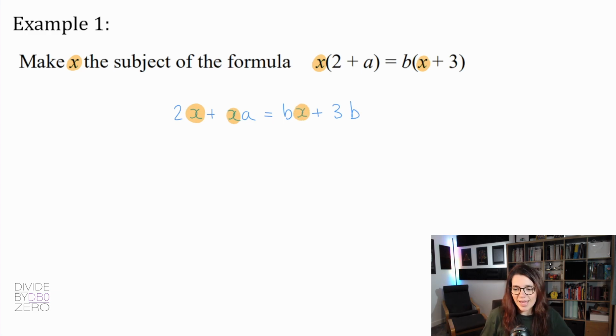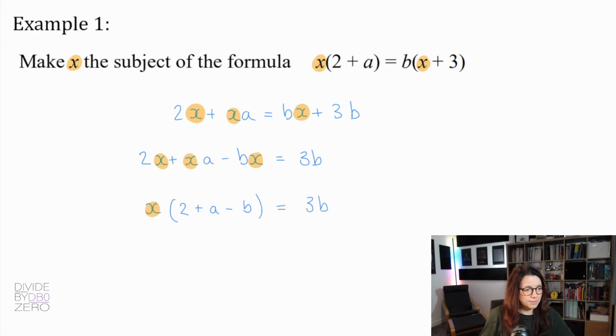Next, I'm going to make sure that anything that has an x in it is over on the left-hand side. So 2x plus xa minus bx equals 3b. So now I've got anything that has an x all together on the left. Reason for that is now we can actually factorize out the x. Open up a big bracket and you can put 2 plus a minus b in there and then have 3b on the other side. Now we're almost there.